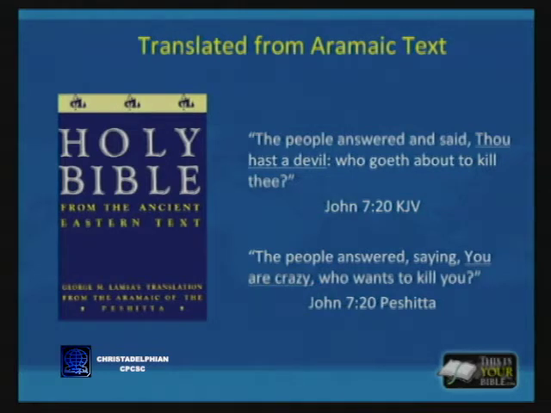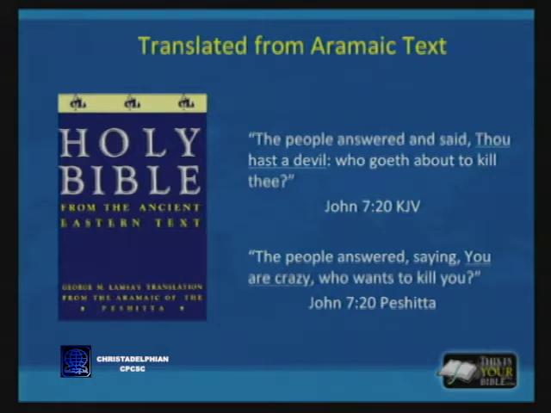Here's a good example. From the King James, in English, they determined, the people answered and said, "Thou hast a devil. Who goeth about to kill thee?" When they translated it from the Aramaic to English, they said, the people answered saying, "You are crazy.